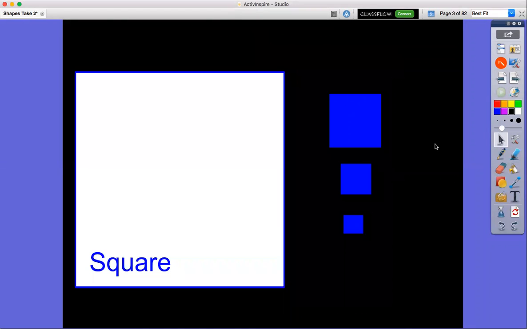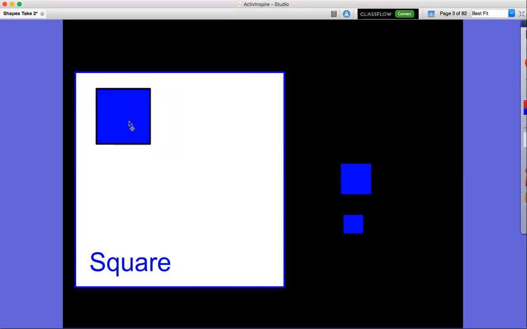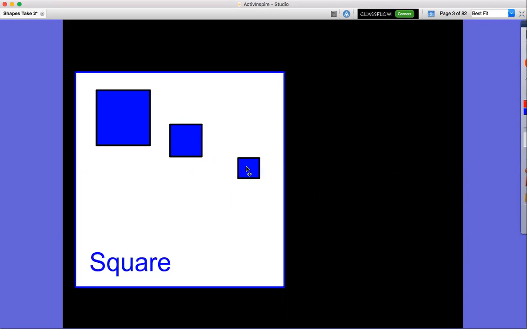Now let's look and match some squares. A square could be big. This big square still has four equal sides and four right angles. A square could be medium. Still, all the sides are the same length for this square. Or we could have a little square.